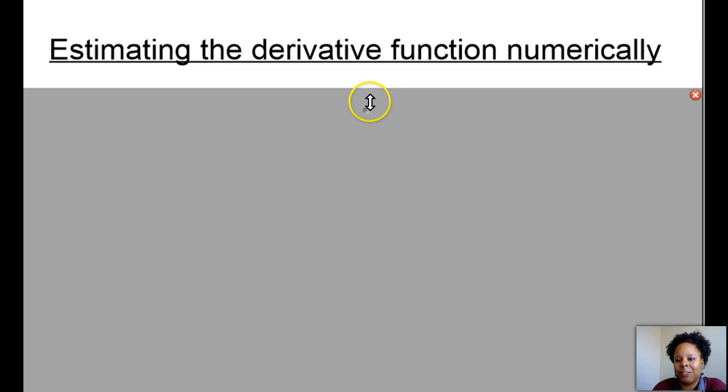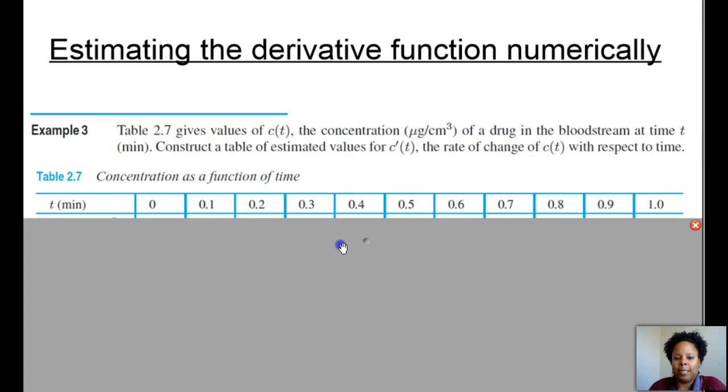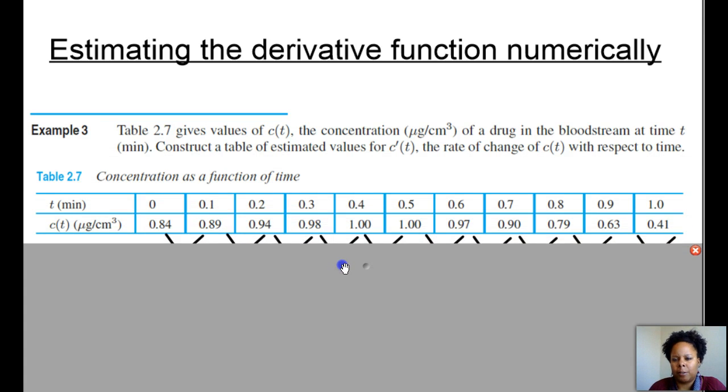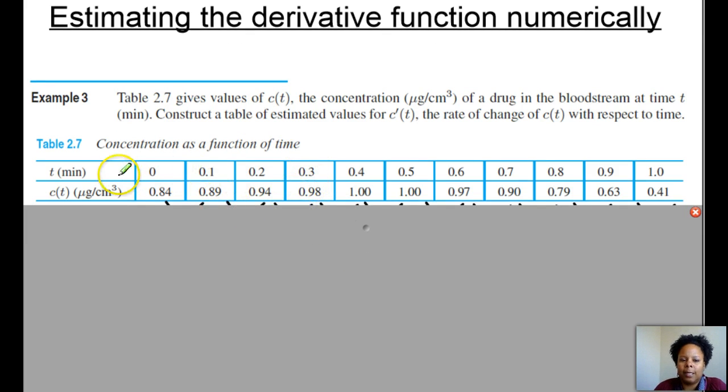Now let's estimate the derivative function numerically, and that is even more tedious. So let's say I have, from example 3, different values of concentration of a drug in the bloodstream over time. As we can see, this value is based off time, so our x-axis really is the t-axis, and our function axis is really the c-axis because we base it off concentration. And as you can see, the values of t are changing by 100th of a minute.